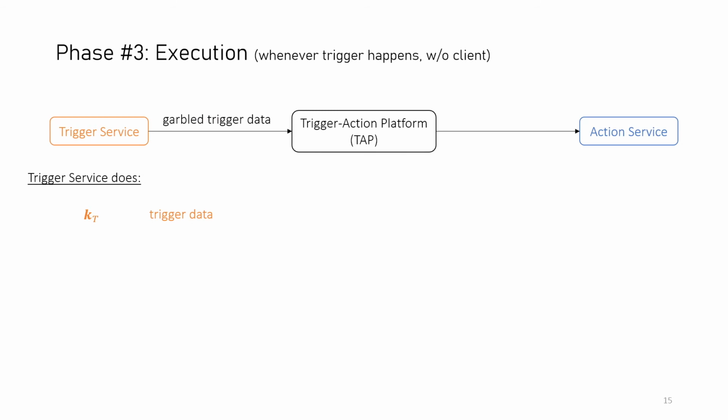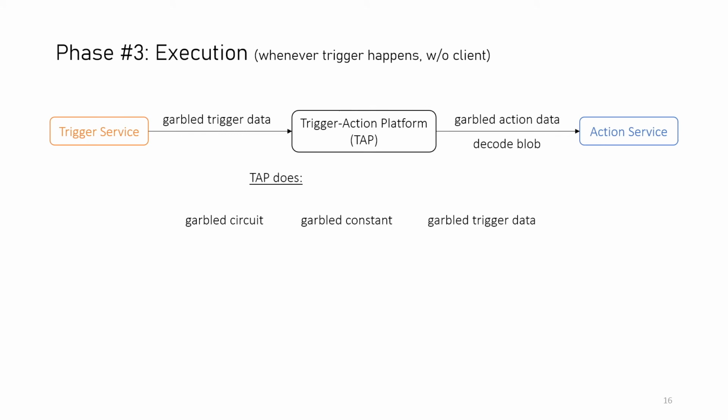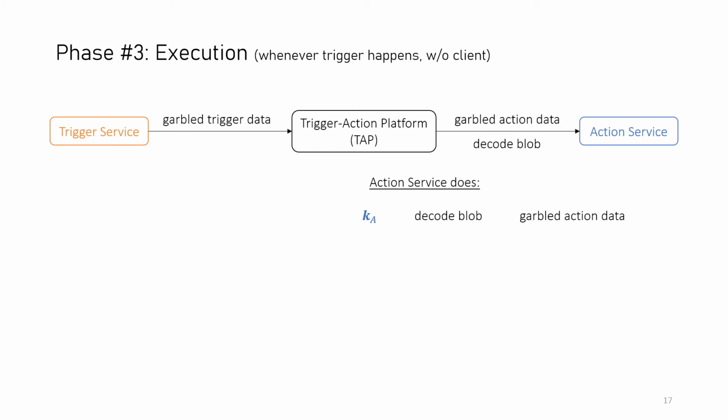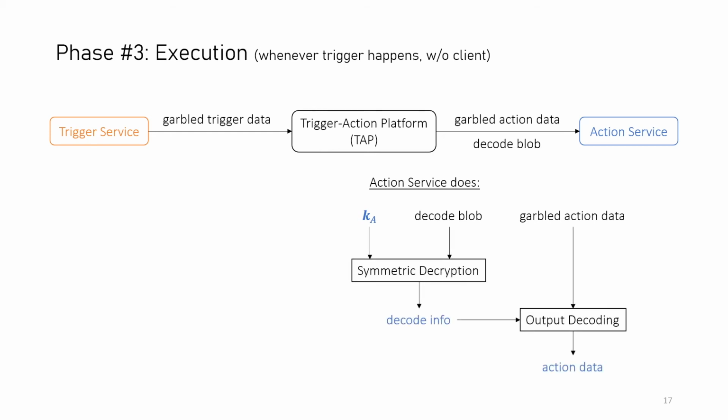The last phase is the rule execution. The trigger service first computes the encoding information in the same way as the client, and then uses the encoding information to encode the trigger data. The tab, upon receiving the garbled trigger data, initiates the GoBot Circuit evaluation procedure to compute the garbled action data. The action service can decrypt the decode blob with its secret key to obtain the original decoding information, which in turn can be used to decode action data.